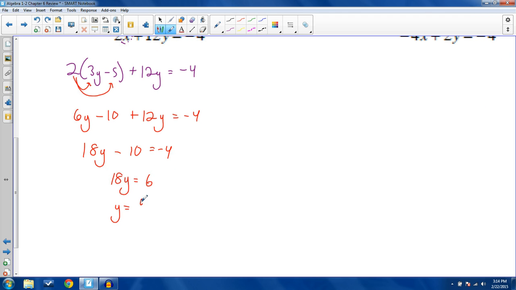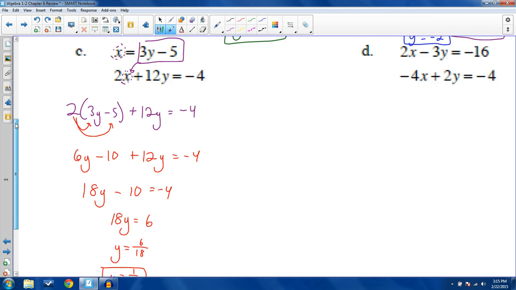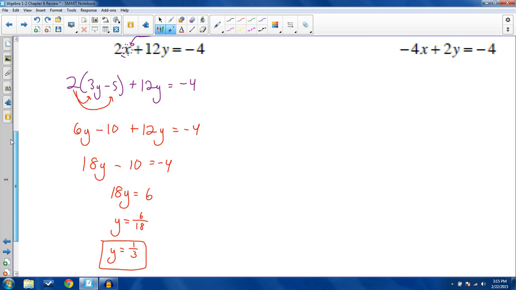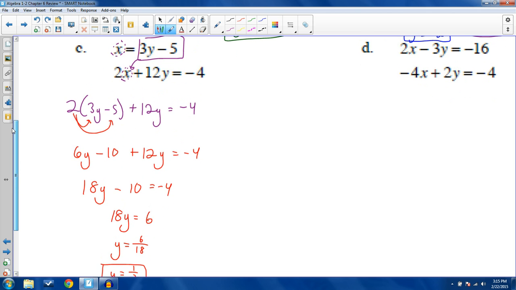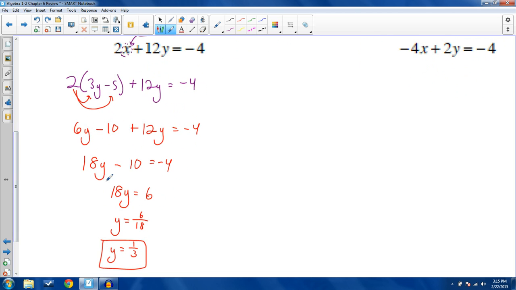You get y equals 6 over 18. This can reduce to 1 over 3, 1/3. Fraction answer, that's too bad. You know, you don't anticipate those. You hope that they don't exist here. But we'll still see if we can come up with a clean answer in the end. Okay, now I've got to solve for x.